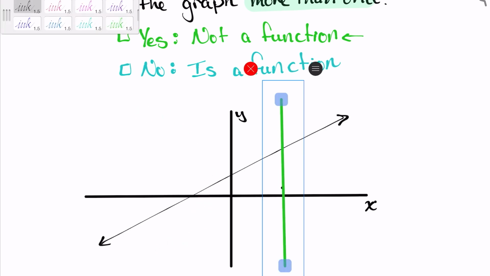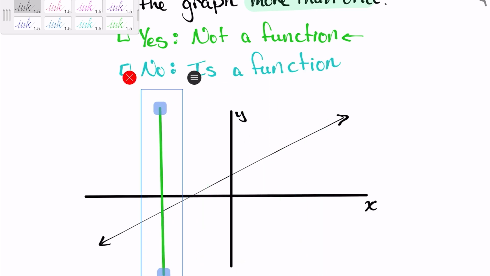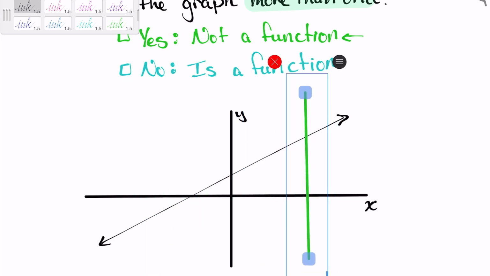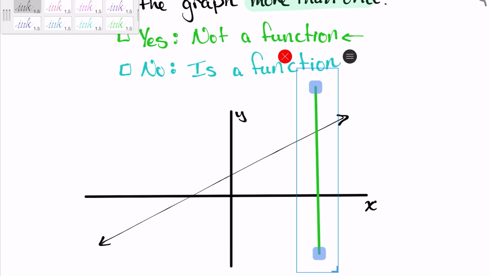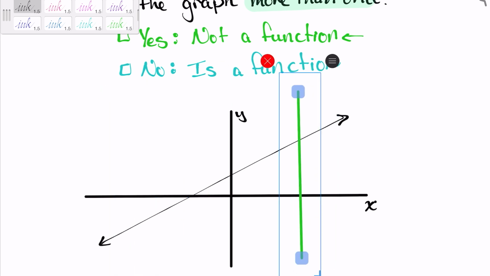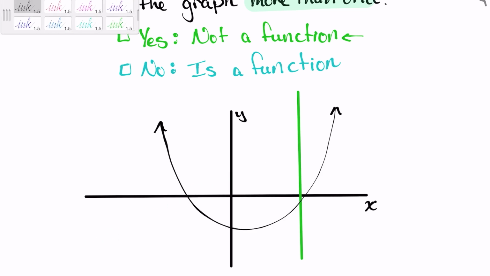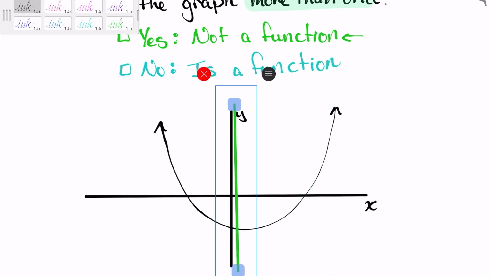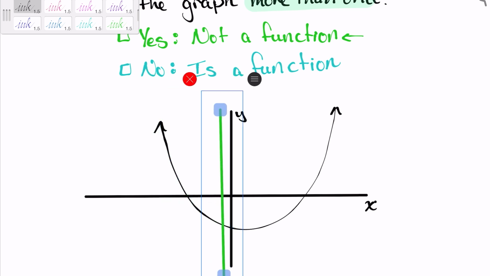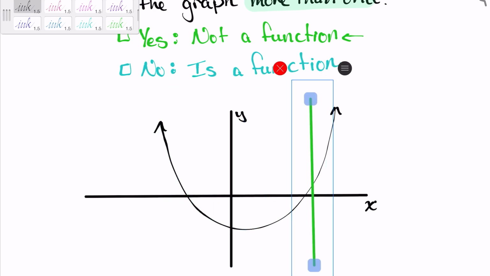There is nowhere that I can drag my vertical line where it's going to hit more than once. It's only ever going to hit once. I can also do the same thing for a parabola. As long as it's a happy or a sad parabola, not a drunk sideways parabola, I can again pick up my vertical line, and no matter where I'm at, it's only ever going to hit a maximum of one time. So this one is a function because it doesn't hit more than once.